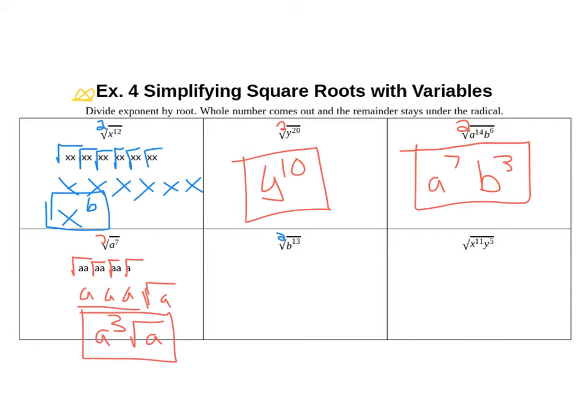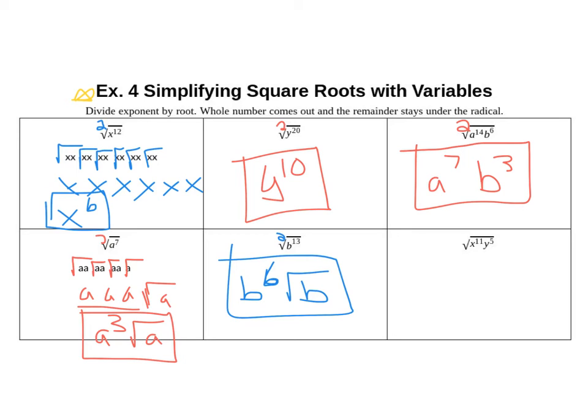Again, to try to make that a little simplified so we don't have to list them out every time, how many times does 2 go into 13? Well, that goes in 6 times with a remainder of 1. So the 1 stays under, b to the 6 stays out.